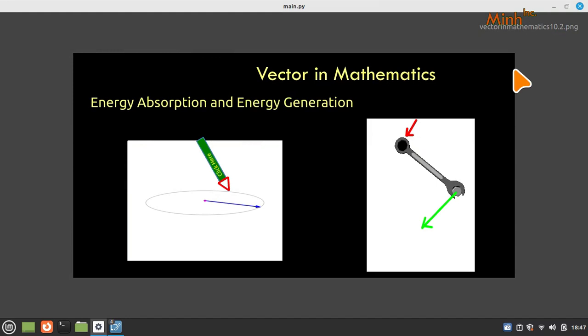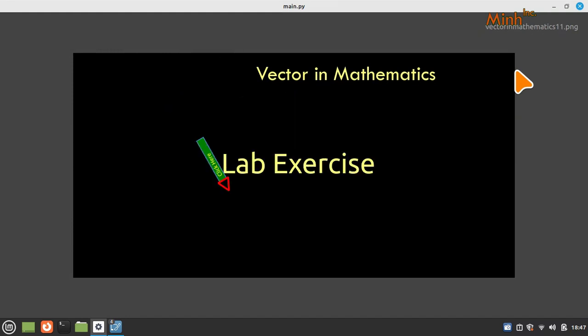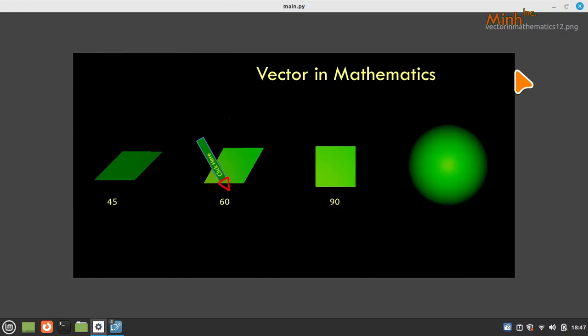So we would move on. Okay, so what is the lab exercise? We would see that if there is a parallelogram and the angle is 45 degrees, 60 degrees, and 90 degrees, then how much light it receives.